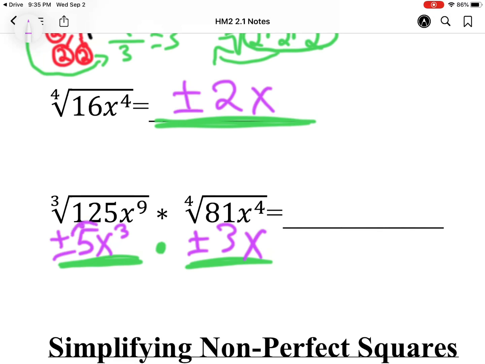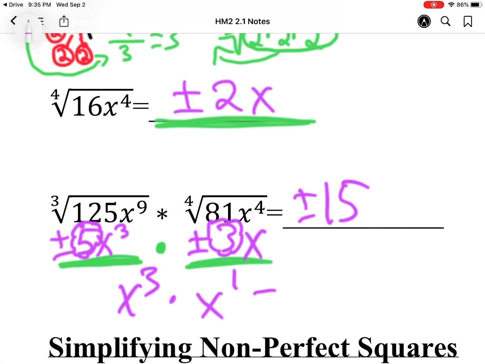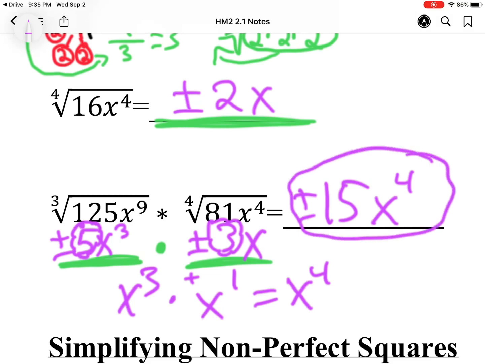So you're going to multiply these. The numbers are going to multiply each other. So we're going to get 15 plus or minus. And then we have x to the third times x to the first. Well, when we're multiplying, we're adding the exponents. So we get x to the fourth. And that is our final answer for this one.